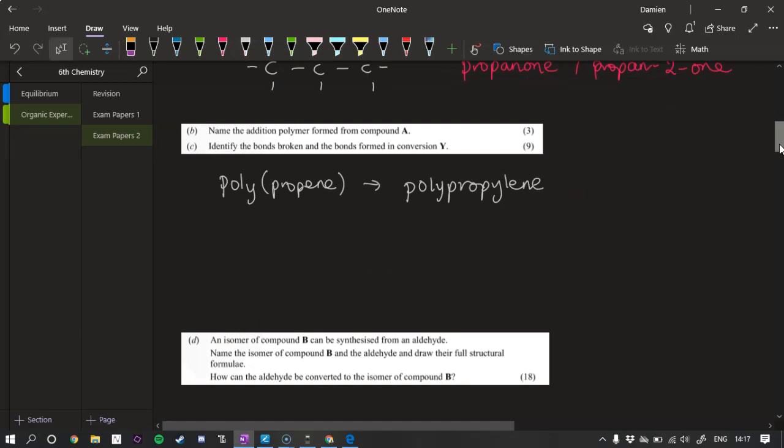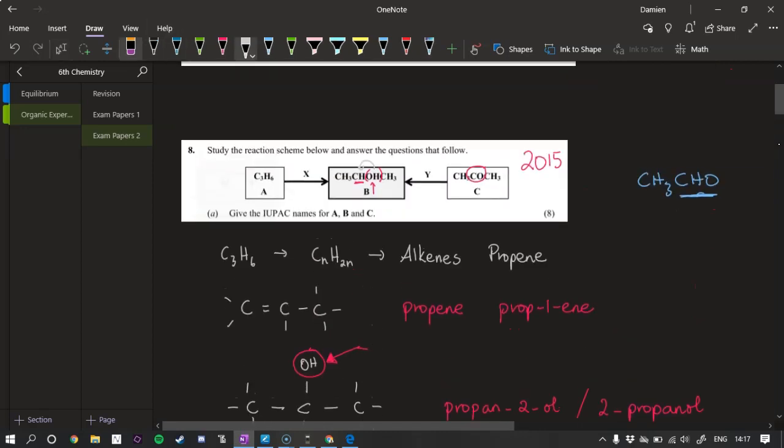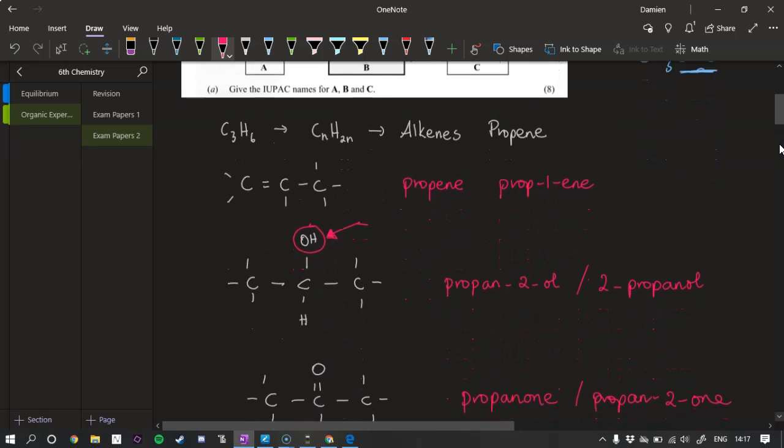So let's go back up and have a look at conversion Y. What have we got here? Looking at these, what I would do is write in above them what each one is. This is a ketone, as we found out, and this one here is an alcohol. Now, what type of alcohol it is is important. Is it a secondary alcohol or a primary alcohol? Because that has an effect on what the conversions are.